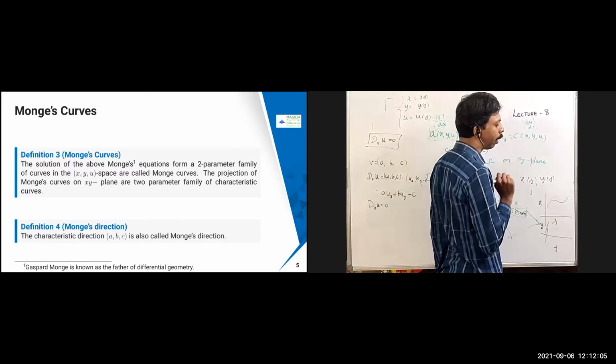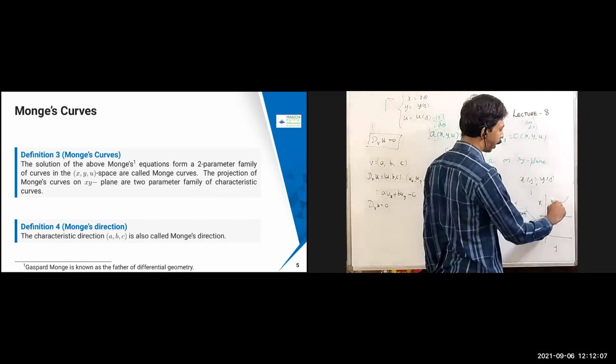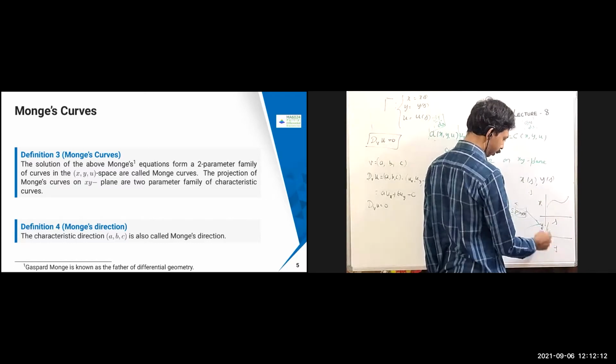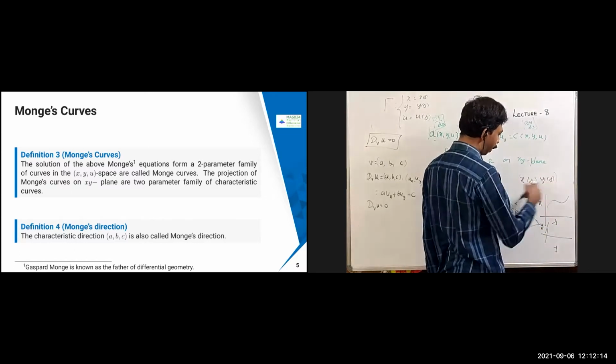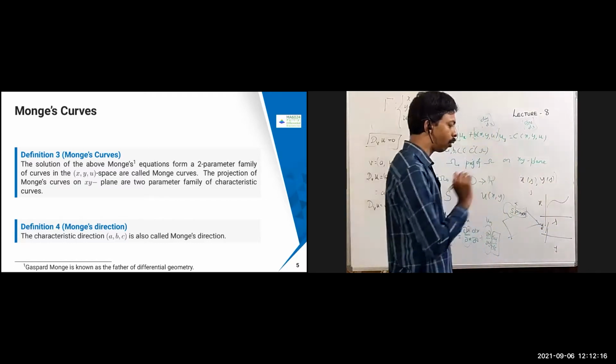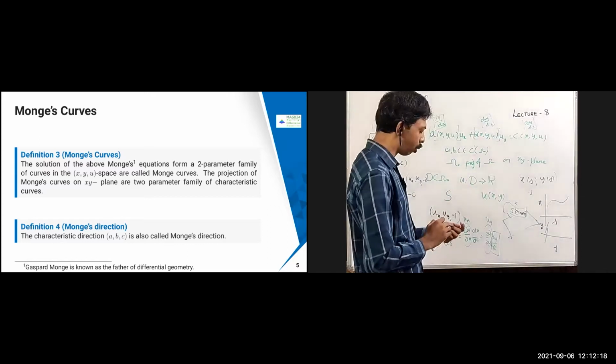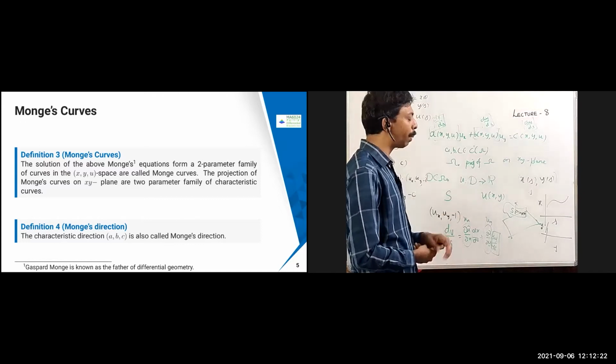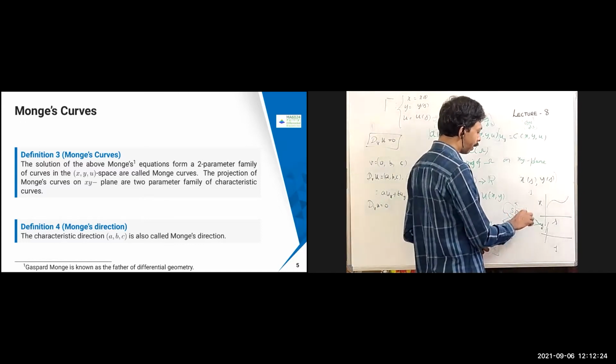That is called Monge's curve. We are going to get a two-parameter family of curves, because for each s you are going to get an x and for each s you are going to get a y. That is called the two-parameter family of curves, and that is going to be tracing this surface.